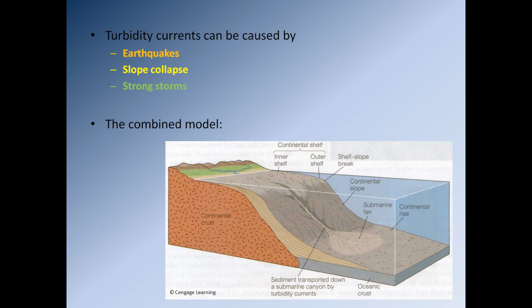However, every once in a while when there's a very, very strong storm, that will start to churn up the deeper portions of the continental shelf, and that can push material towards the edge, and then finally down the continental slope. So turbidity currents can be caused by earthquakes, slope collapse, or strong storms.